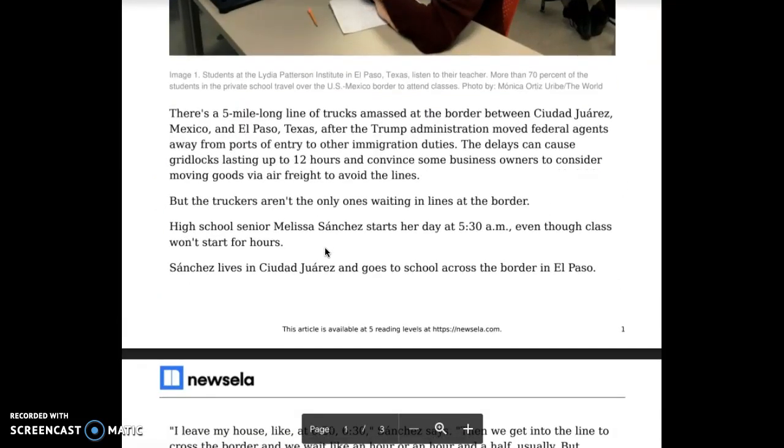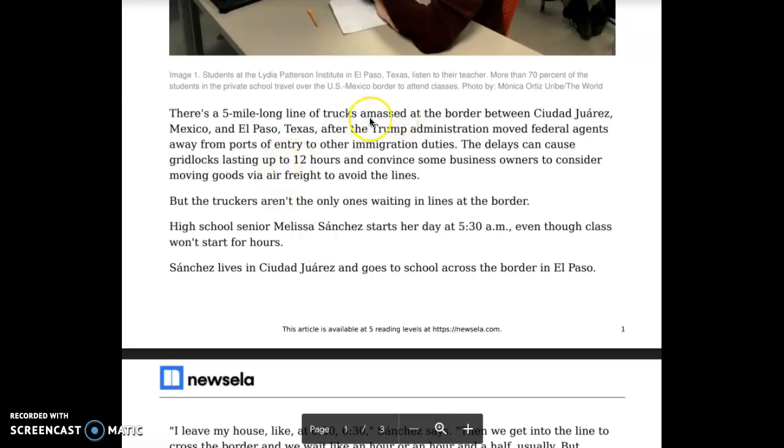There's a 5-mile-long line of trucks amassed at the border between Ciudad Juarez, Mexico, and El Paso, Texas, after the Trump administration moved federal agents away from the ports of entry to other immigration duties. The delays can cause gridlocks lasting up to 12 hours and convince some business owners to consider moving goods via air freight to avoid the lines.